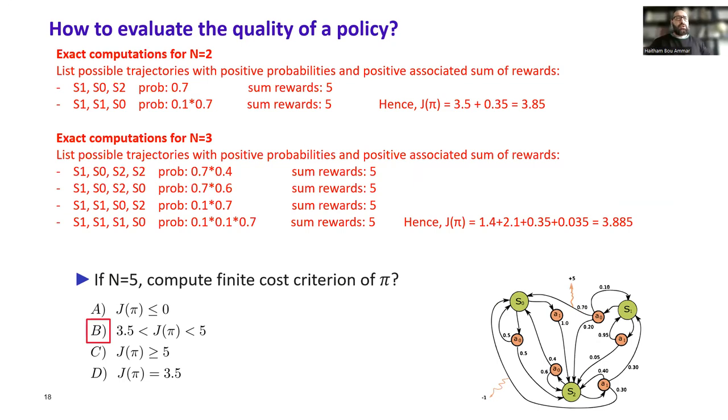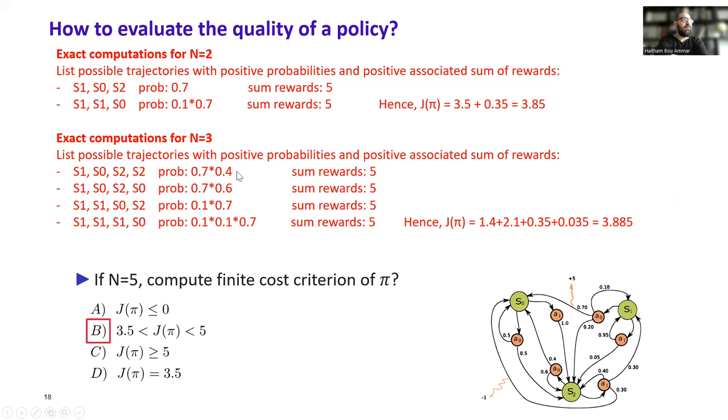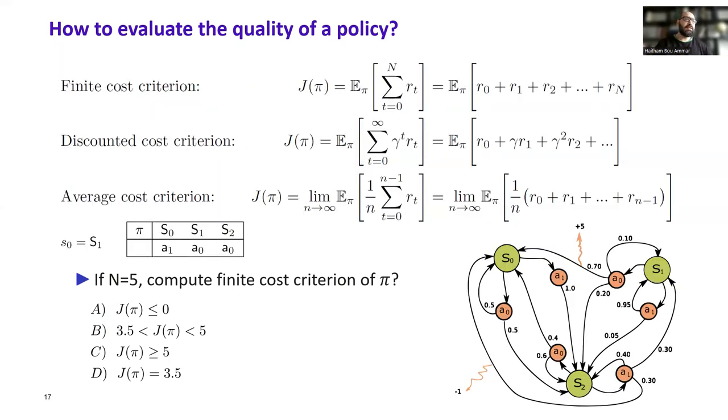So in order to compute the finite cost criterion, which is this thing here, we need to compute this expectation over the policy pi of the summation from 0 to n of the rewards we would get. What we are going to do is first list all the trajectories that will have positive rewards. So why is this the case?